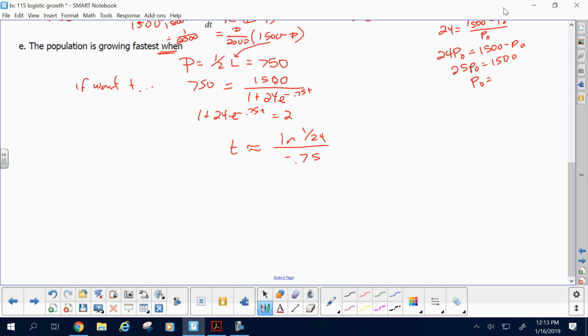Log of 1 divided by 24 divided by negative 0.75. 4.237. I didn't define the time unit, so you have to take that for whatever the time unit is. Okay? You with me? Okay. I think that's it. You should be in pretty good shape here.